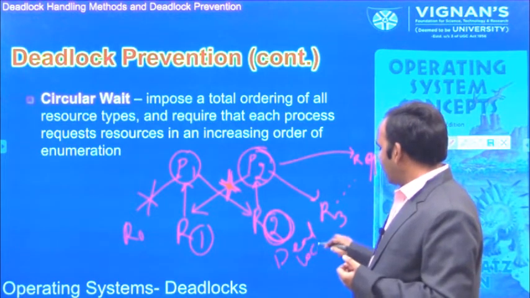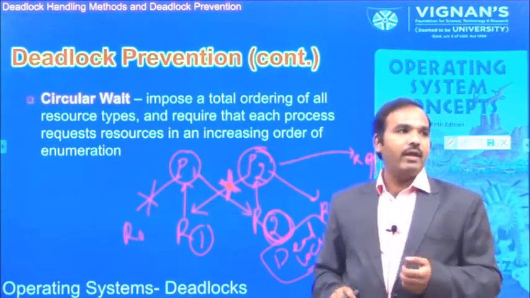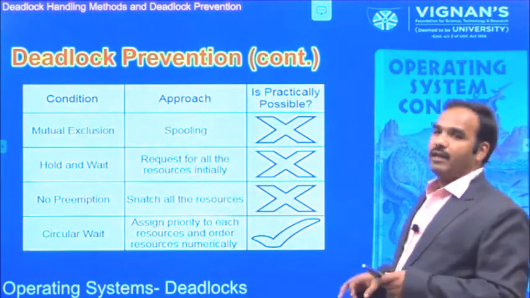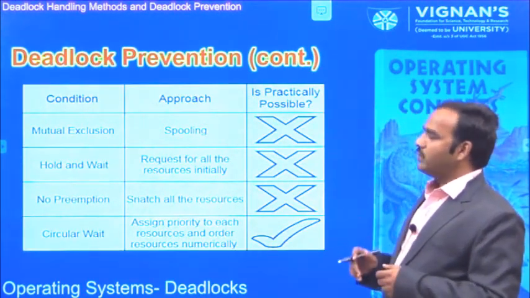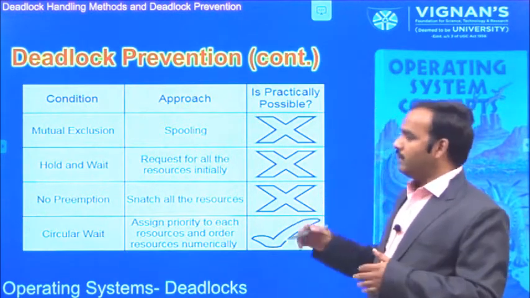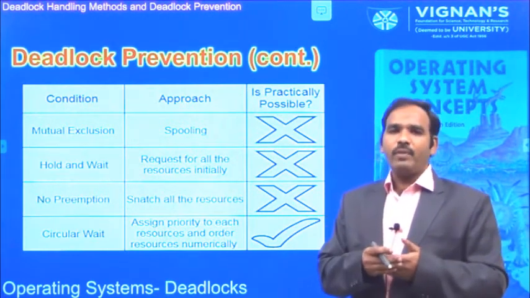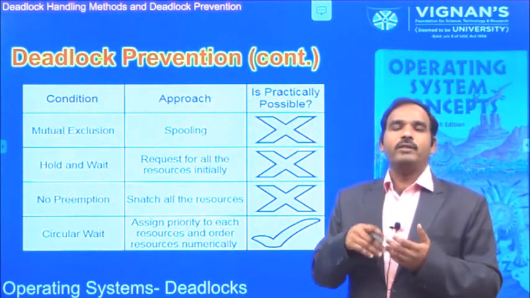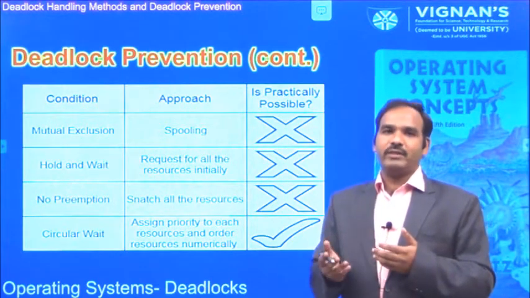This is the condition we are following in the circular wait, and to eliminate it. Finally, mutual exclusion. The approach here is spooling. Spooling means we allocate a buffer for the printer, and for that buffer you allocate a process. That process will take care of the requests made by the processes.